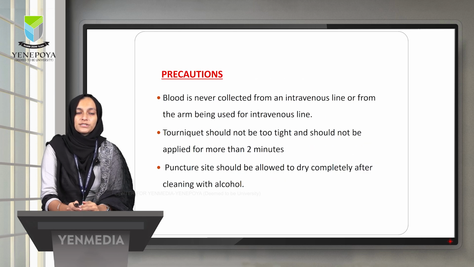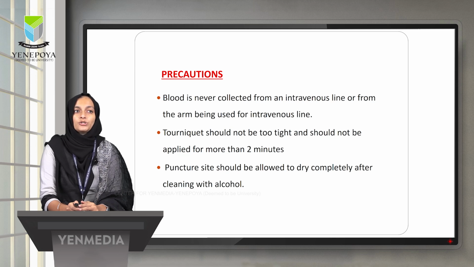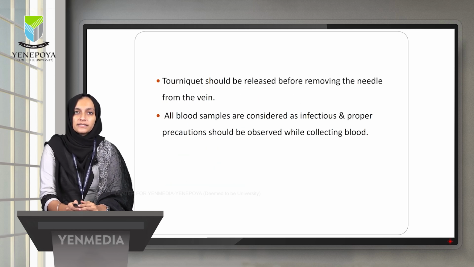So, precautions should be followed. Blood is never collected from an intravenous line or from the arm being used for an intravenous line, and the tourniquet should not be too tight and should not be applied for more than 2 minutes. The puncture site should be allowed to dry completely after cleaning with alcohol. The tourniquet should be released before removing the needle from the vein. All blood samples are considered infectious and proper precautions should be observed while collecting the blood.